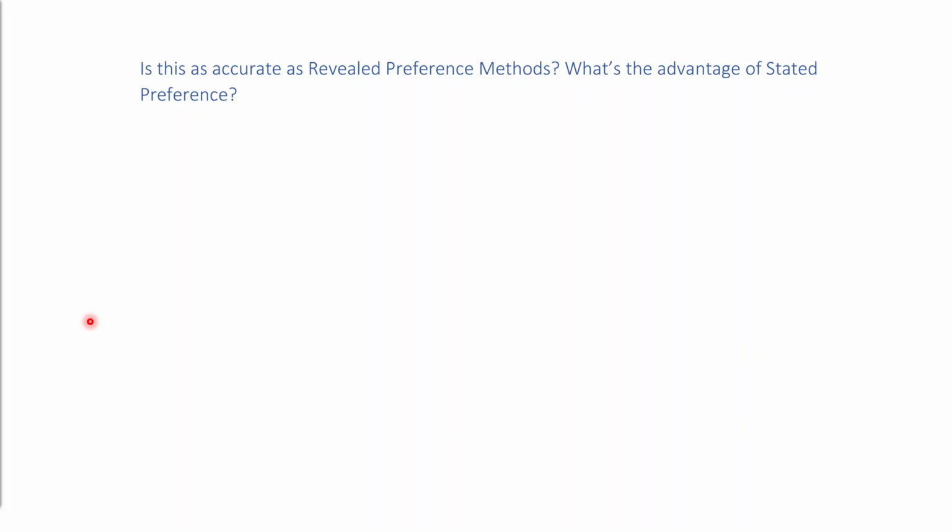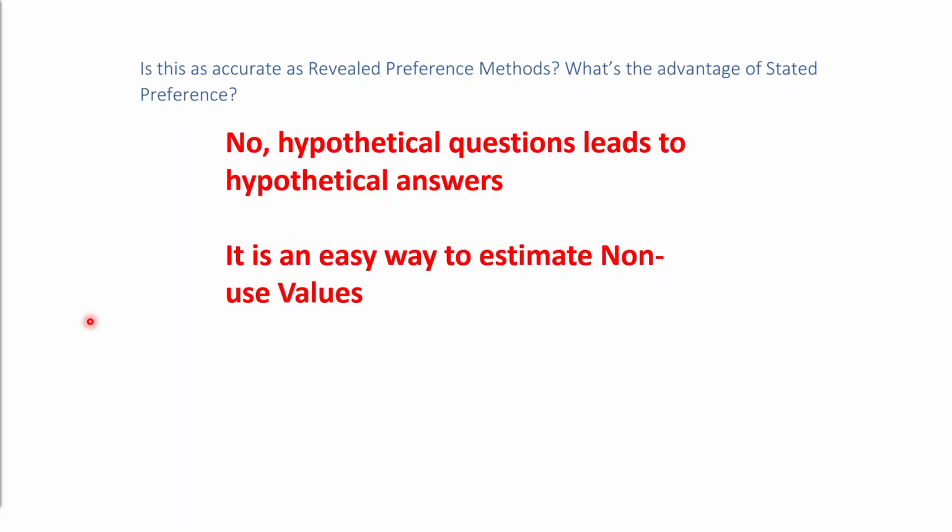All right. So, is the stated preference method as accurate as the revealed preference method? What is the advantage? Now, the short answer is no. Okay. Hypothetical questions lead to hypothetical answers. The people answering these questions are answering knowing that they don't actually have to pay. So we have to be skeptical of how seriously they are taking these questions.